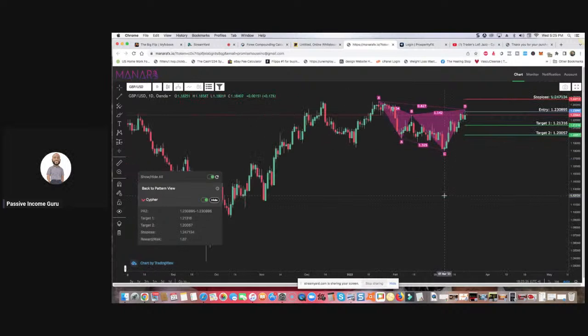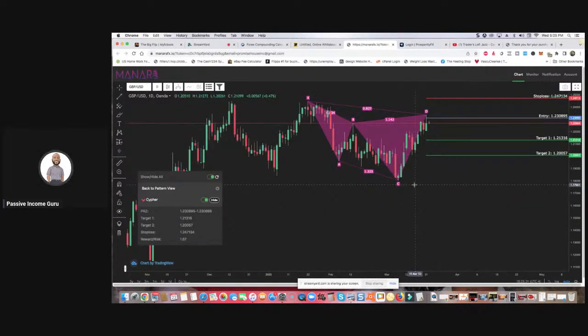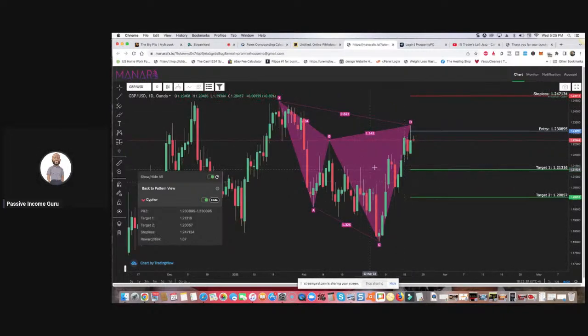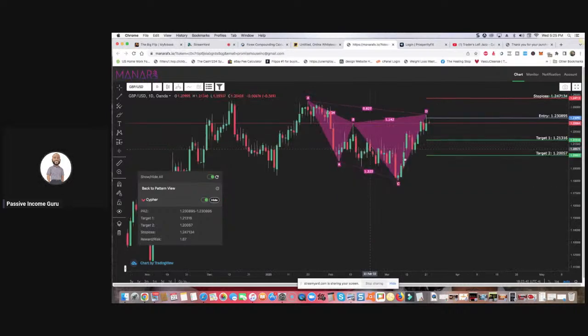All right, guys. So this tool is called Manara. Okay, it is called Manara. Manara is simply a harmonic scanner. Basically what it does is it sifts out different patterns in the Forex market and paints different patterns. As you can see, this pattern right here is called a cipher. Okay, and it gives you different coordinate points of the setup that's coming.